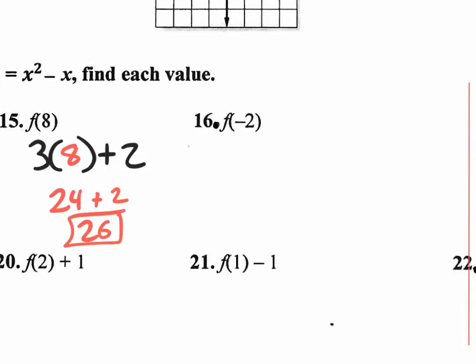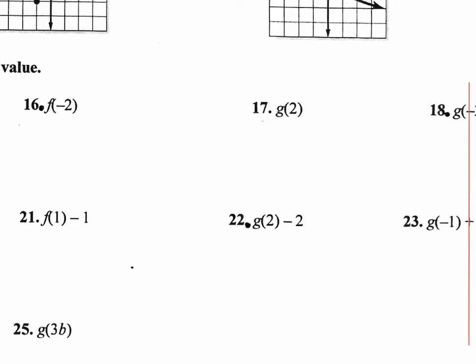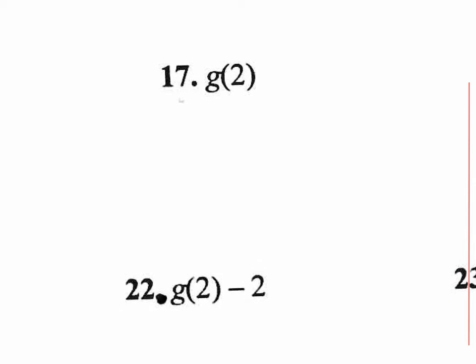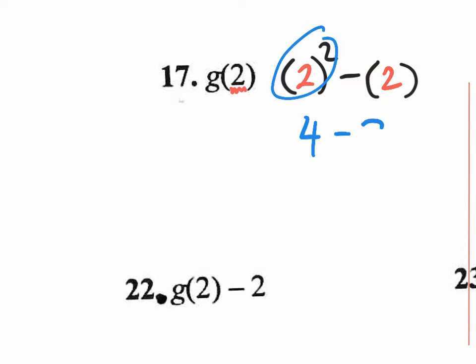Let's move on to 17. It's g of 2. Now the g function is x squared minus x. So instead of writing x squared minus x, let's replace the x's with parentheses and say parentheses squared minus parentheses. So this is the g function, x squared minus x, but we replace the x's with parentheses, and then we plug in the value 2. So let's plug in that value of 2 into the parentheses. 2 right there, 2 right there. And then do PEMDAS. 2 squared is 4. 4 take away 2 is 2. And that is your final answer for 17.